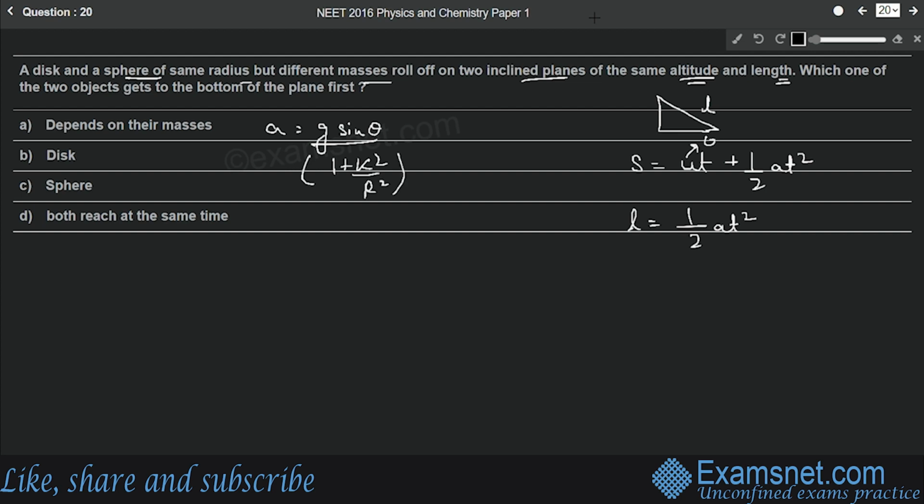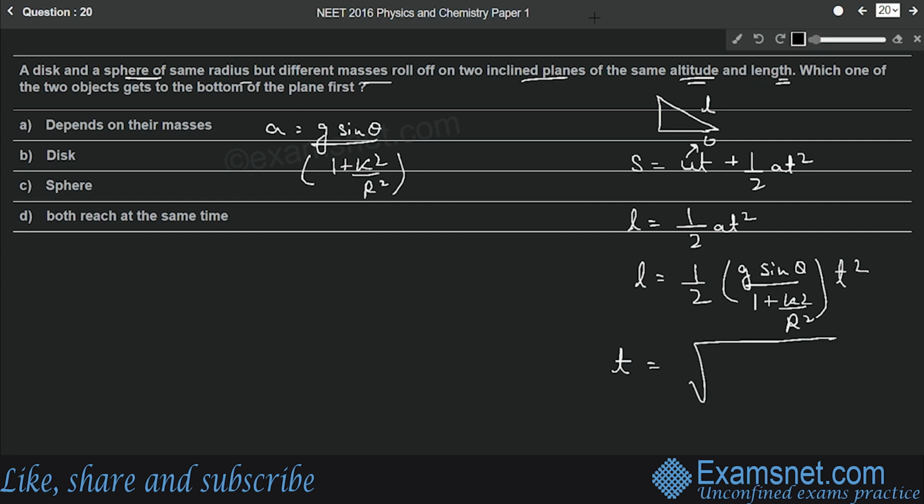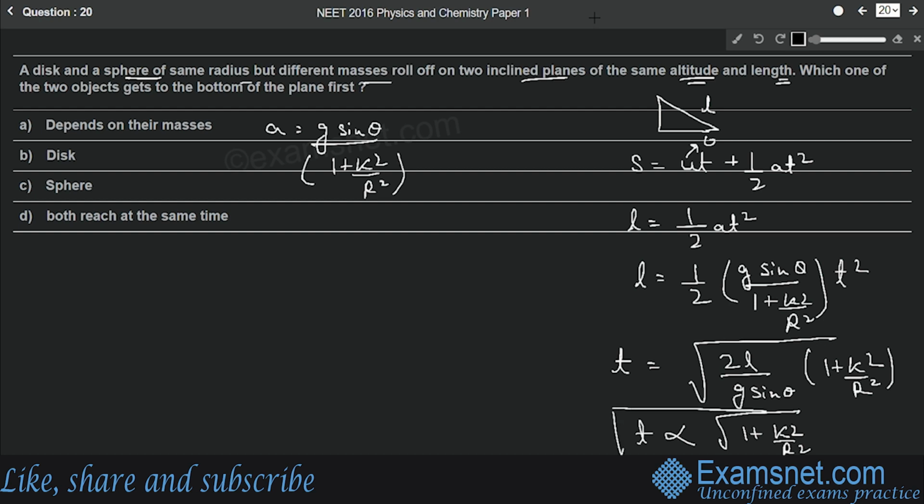So let's put the values. L equals half g sine theta upon 1 plus k square by r square, which is the acceleration, times t square. So what will be the value of t? t will be equal to under root 2L by g sine theta into 1 plus k square by r square. So we can say that time is directly proportional to under root 1 plus k square by r square. This we have to keep in mind.